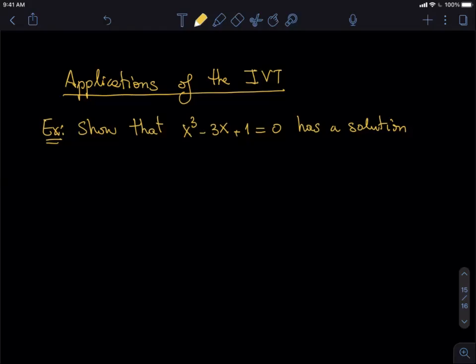Let us see some applications of the intermediate value theorem. For instance, we can apply it to showing that this equation, x to the power 3 minus 3x plus 1 equals 0, has a solution. So how do we do that? If we notice here, solving this equation is the same as saying that the function f of x equals x to the power 3 minus 3x is equal to -1 for some number.